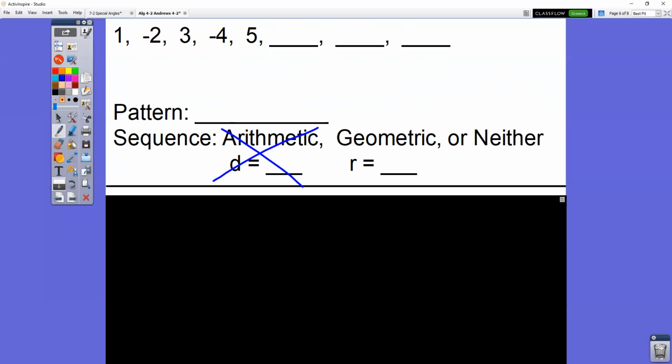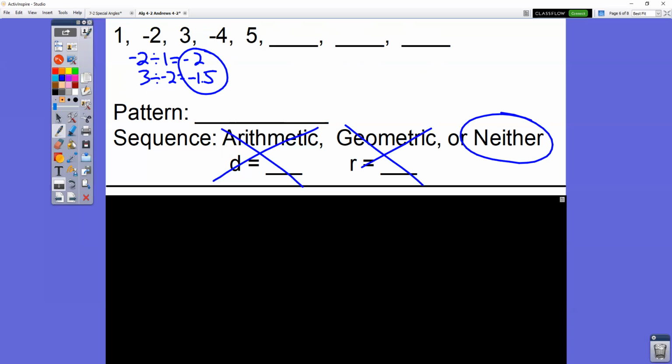So now you're going to try geometric. Well, it looks like maybe there's some sort of 1 or negative 1 in there. But the easiest way to test geometric is to divide going backwards. Negative 2 divided by 1 is negative 2. Negative 3 divided by negative 2 is negative 1.5. I know right away because these two numbers are not the same when I divide going backwards that it's not geometric. So therefore, it is a weird neither pattern.